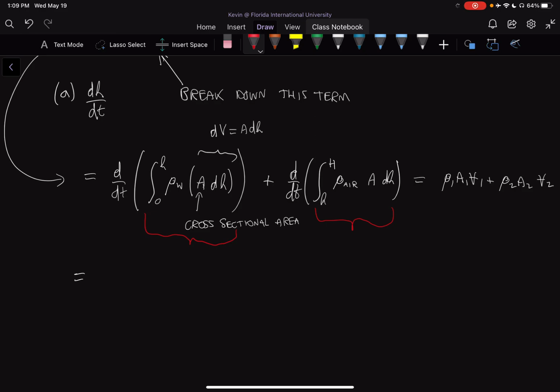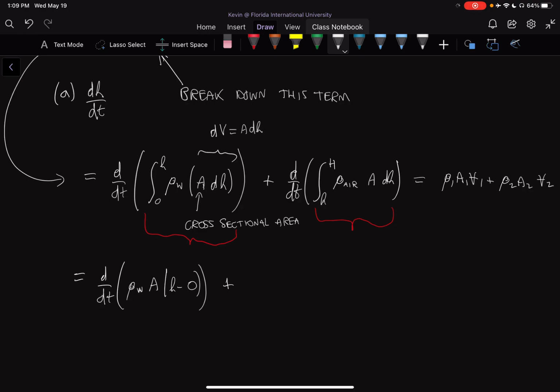So we have that this is equal to d/dt times rho w. Okay, we assume there's no change in density, so we can take it out, times area. Area also doesn't change, so we just have the integral of A dh from 0 to h. So we're just going to have h minus 0. That's our first integral solved, assuming that density is constant and area is constant. We're not given any information on the change in density, therefore we're just assuming that density is constant.